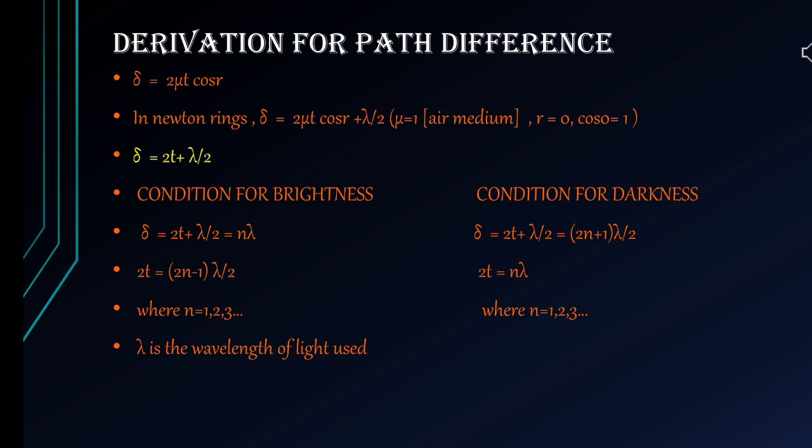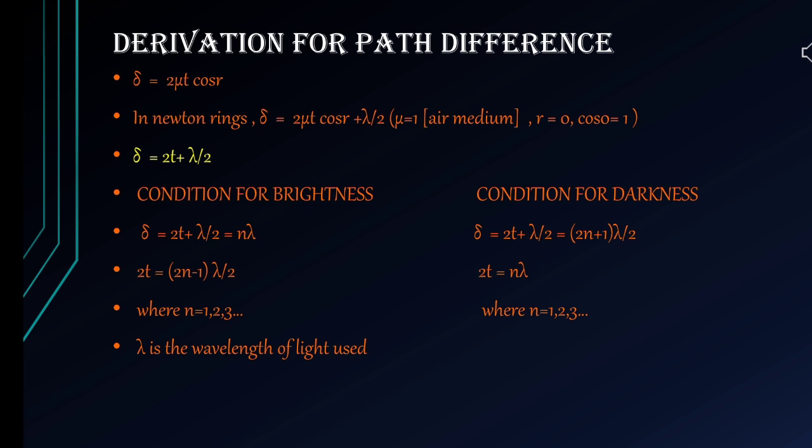Here mu becomes 1 because it is an air medium, and r is equal to 0, and theta becomes 0, so cos 0 is equal to 1. Then the formula becomes path difference is equal to 2t plus lambda by 2. So there will be two conditions. One is brightness and the second one is darkness.